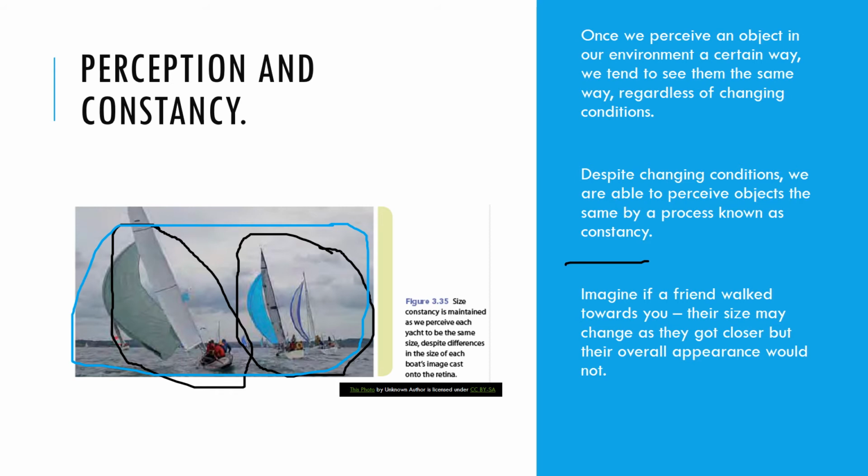Another example to think about is, imagine your friend stood at one side of a room and walked towards you. Their size may change. As they get close to you, they may get taller, but their overall appearance isn't going to change. Their hair is not going to change, their clothing's not going to change, their face isn't going to change, and we know that. Again, this is constancy. As our friend walks towards us, they might get bigger, but their overall appearance is not going to change: what they're wearing, what their face looks like, their hairstyle, whatever the case may be.